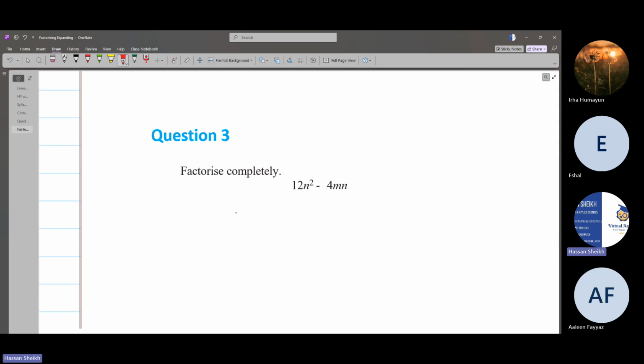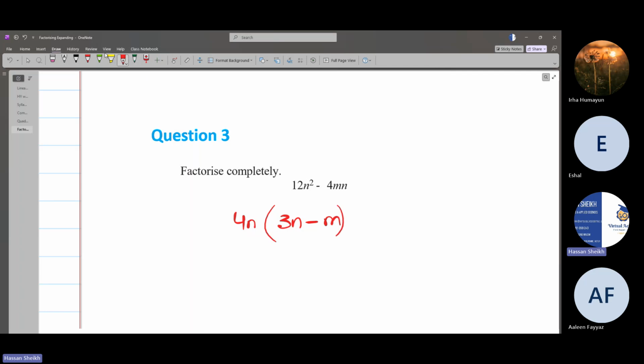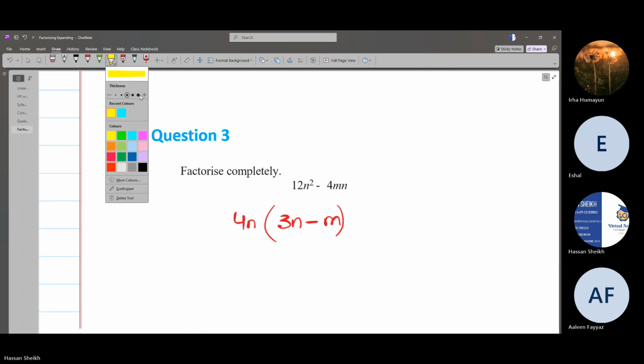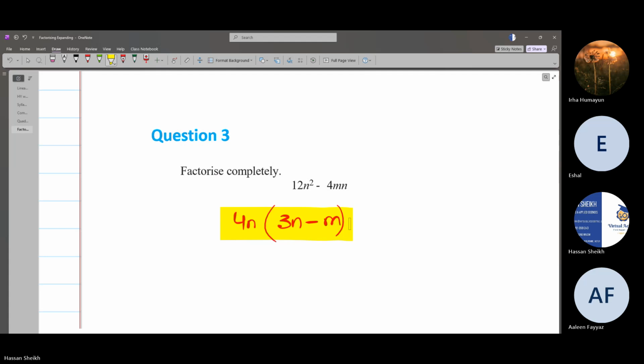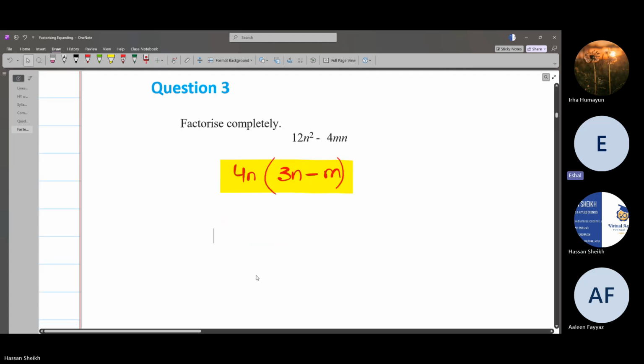Quickly, do we have 4 common between 12 and 4? And among the variables, do we have n as common here? So when 4n goes outside, we are left with 3n because 4n times 3n is 12n squared. And out of 4mn, 4n goes out, only left with m. Students, doubt?